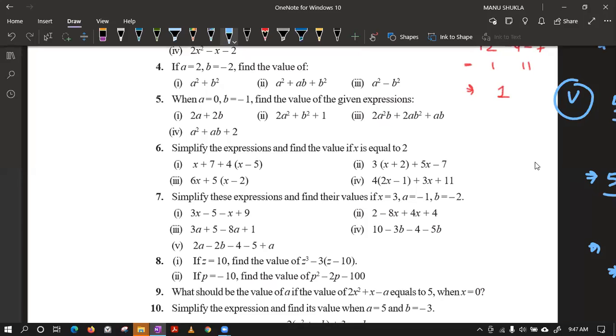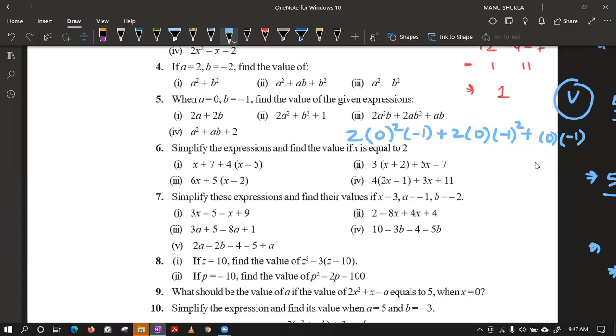So we have to find this value: 2a square b plus 2ab square plus ab. We have to put a equal to 0. Very simple. So we have 2 bracket 0 square. Then we have b is -1. Then we have 2, a is again 0, then we have b as -1 square, plus a is again 0 and b is -1.